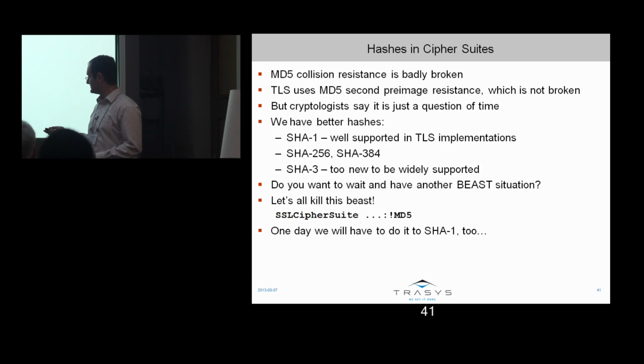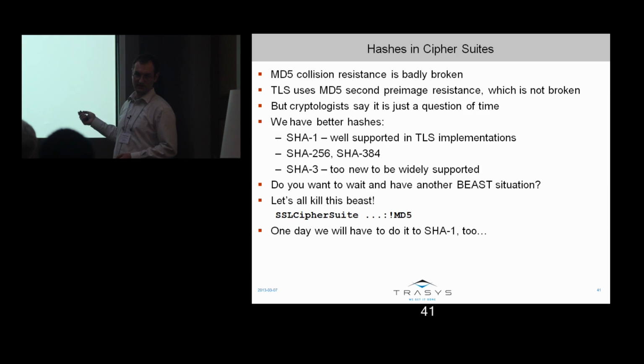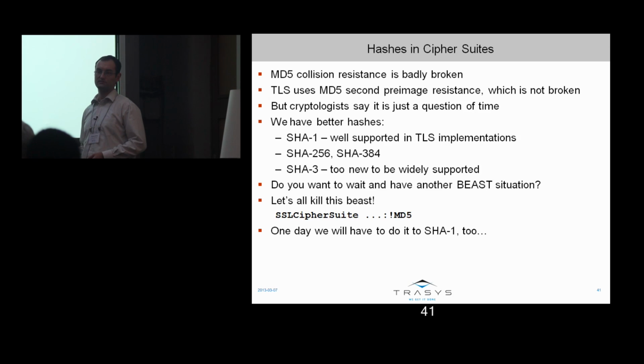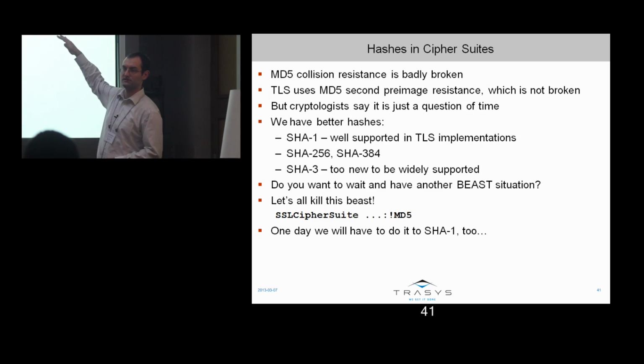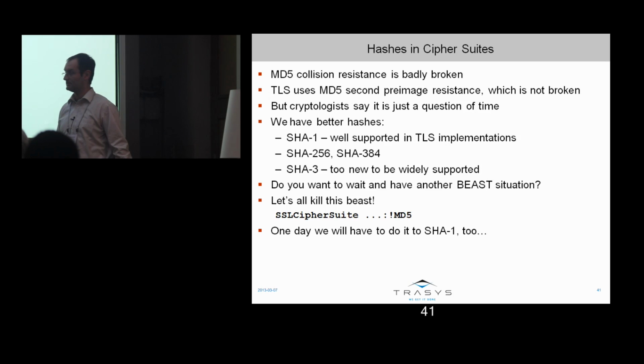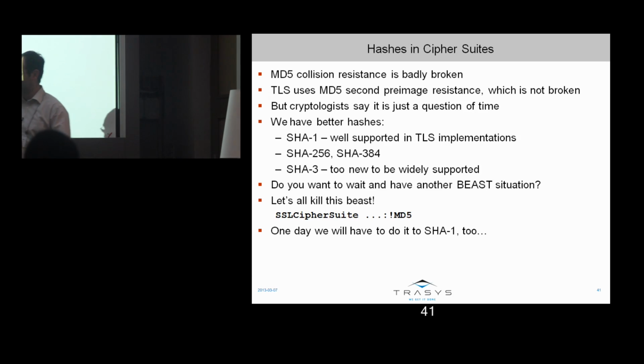Let's say SSLCipherSuite, append to the end, an exclamation mark MD5 to get rid of all the cipher suites that rely on MD5. One day, we will have to do this to SHA-1 too. You probably saw at Bart Preneel's talk the curves of how many bits of security margin were still left. It's going down, and it's only going to keep going down for SHA-1 too. I think I'll stop here.